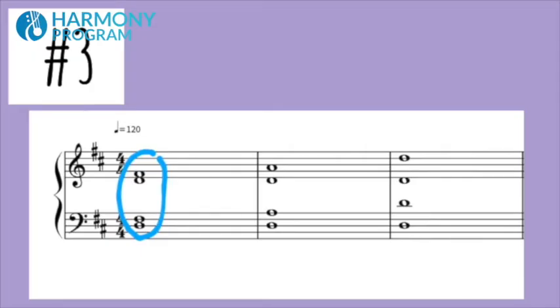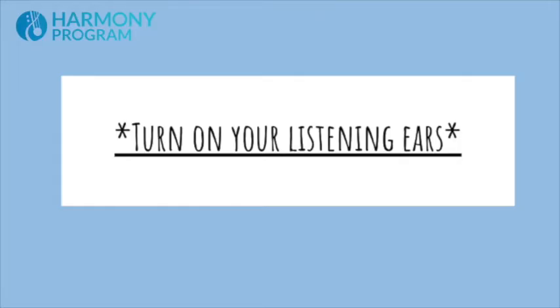Number 3 is a third. Compared to the fifth and the octave, it is the smallest interval. Let's hear the third compared to the octave. Here's the third. Now here's the octave. As you can hear, these two intervals sound dramatically different.